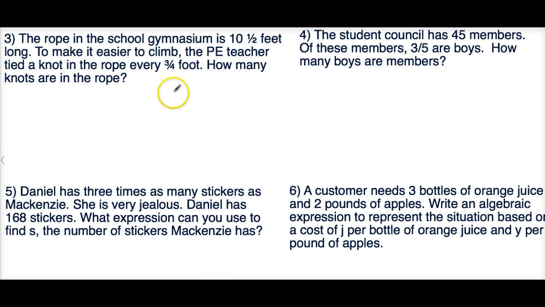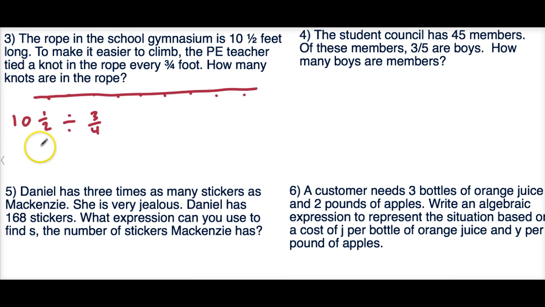All right, number 3. The rope in the school gymnasium is 10.5 feet long. To make it easier to climb, the PE teacher tied a knot in the rope every 3/4 of a foot. How many knots are in the rope? Now we're having to visualize a long rope and make it into 3/4 sections. That is essentially dividing, so we're going to do 10.5 divided by 3/4. I'm going to make this into an improper fraction, so that's 21 over 2 divided by 3/4, and we use the reciprocal so we can multiply.